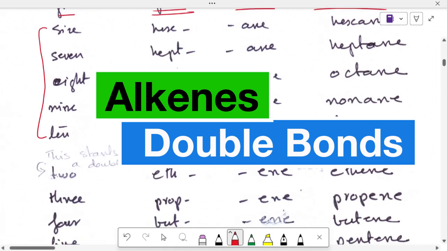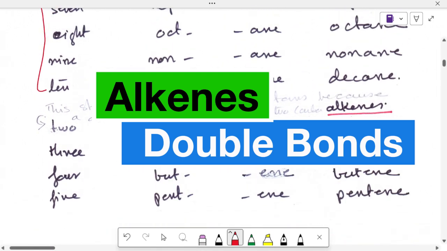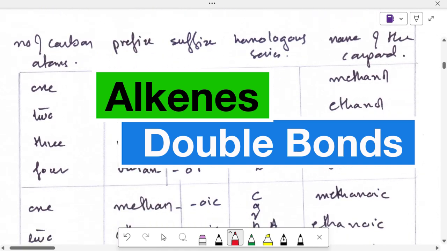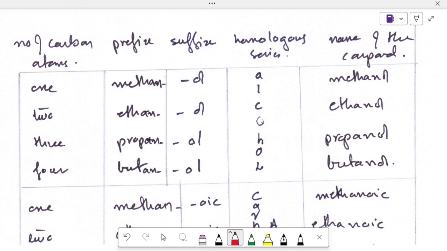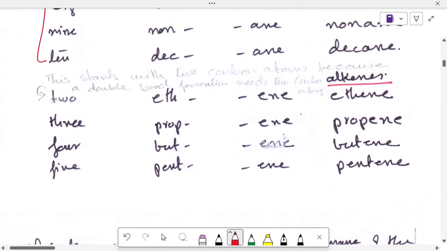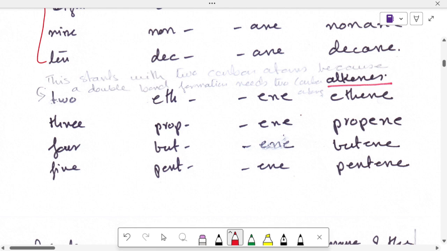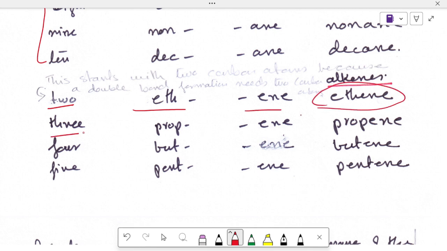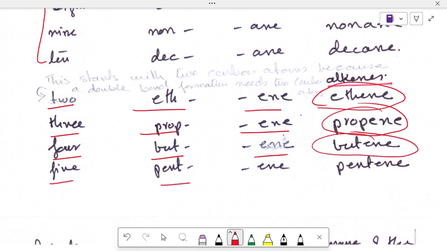Then we come to the second homologous series, where now I'm changing from a single bond to a double bond. So alkenes have two carbon atoms joined by a double bond. Its first compound is going to start with two carbon atoms because we need at least two carbon atoms. There is no methene, there is no one carbon atom compound. It starts with two. So two, eth, suffix is ene, so it comes out to be ethene. Carbon 3, prop, ene, propene. Carbon 4, but, ene, butene. Carbon 5, pent, ene, pentene.